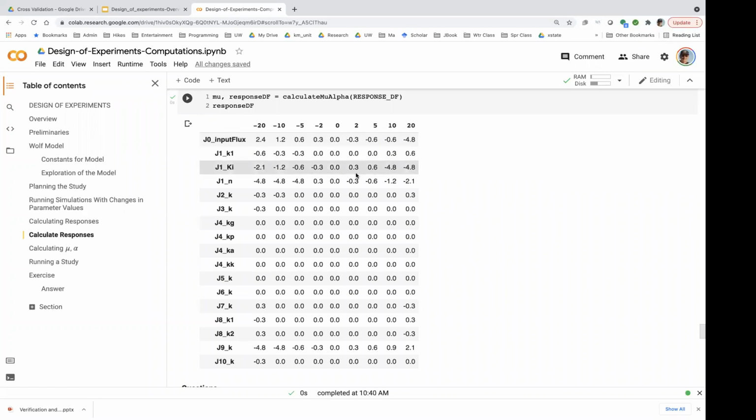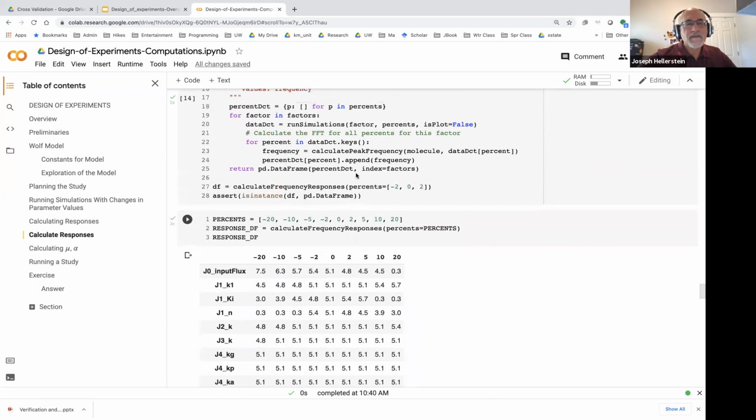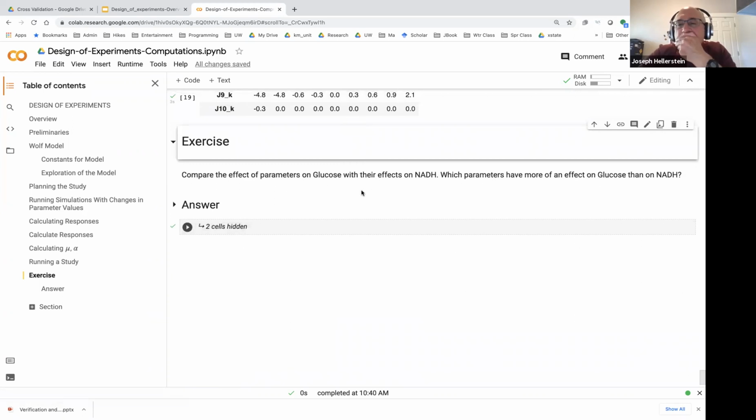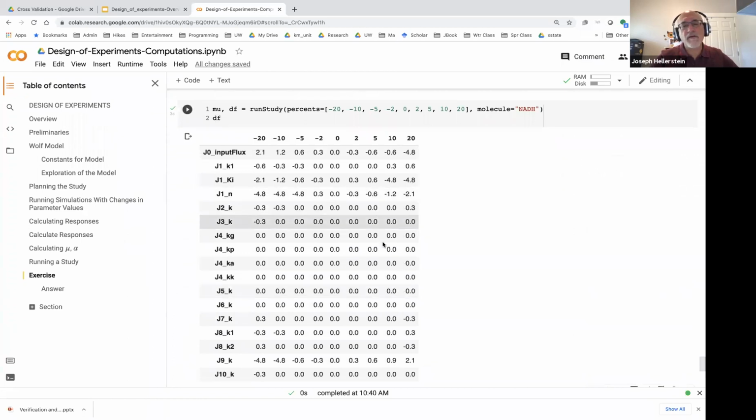So let's see. We're at a quarter till right now, and I'll go over what the exercise is. It's probably most productive if we actually just look at the exercise. What we're doing is comparing how the parameters affect glucose versus how they affect NADH. We have the same set of parameters for both. Do we affect the frequency of glucose oscillations in a different way from NADH oscillations? Are there some parameters that have more of an effect on glucose versus NADH? Because here we're just looking at glucose, and the fact we see all these zeros doesn't mean they're going to be zero for NADH.